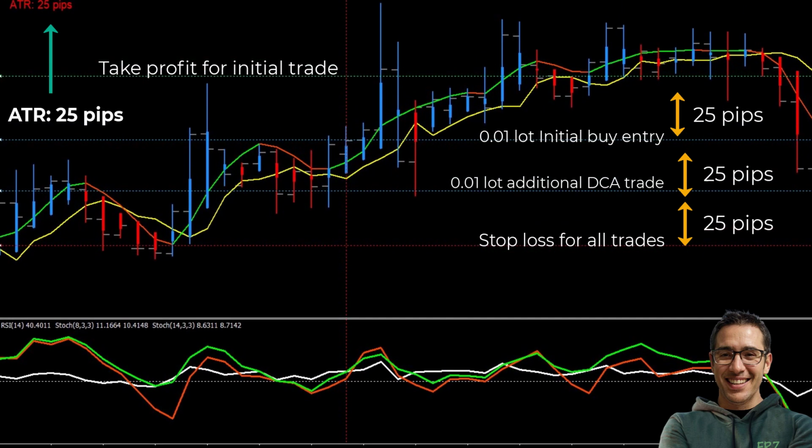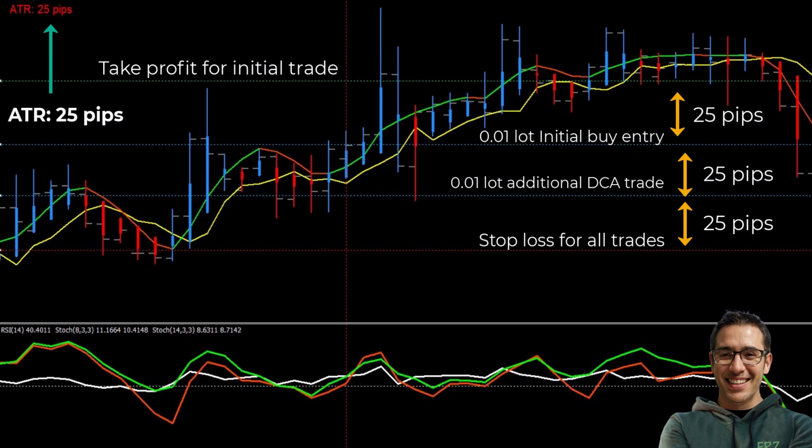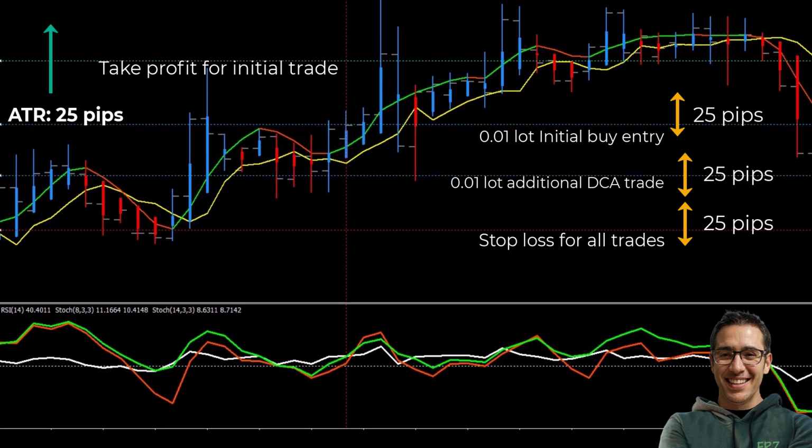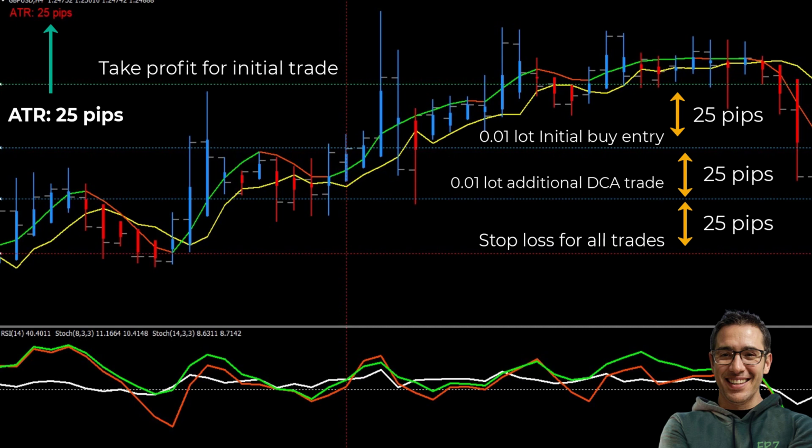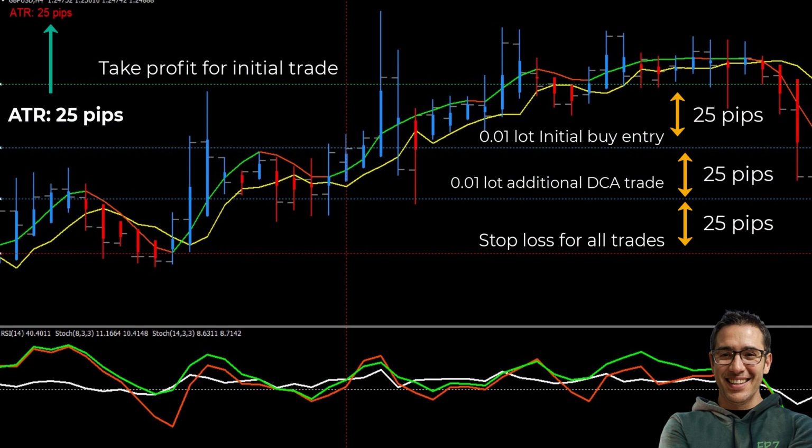Since we have $1,000, our lot size would be 0.01, and we enter the buy trade with 0.01 lots and 25 pips take profit. However, we do not use stop loss here. Instead, we will add a buy limit order of 0.01 lots 25 pips below the initial entry price. If the price reaches our take profit, we close the buy limit order as well.